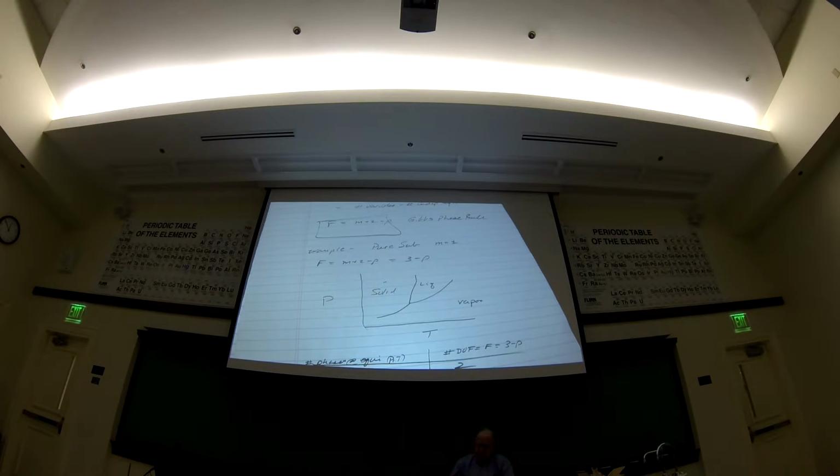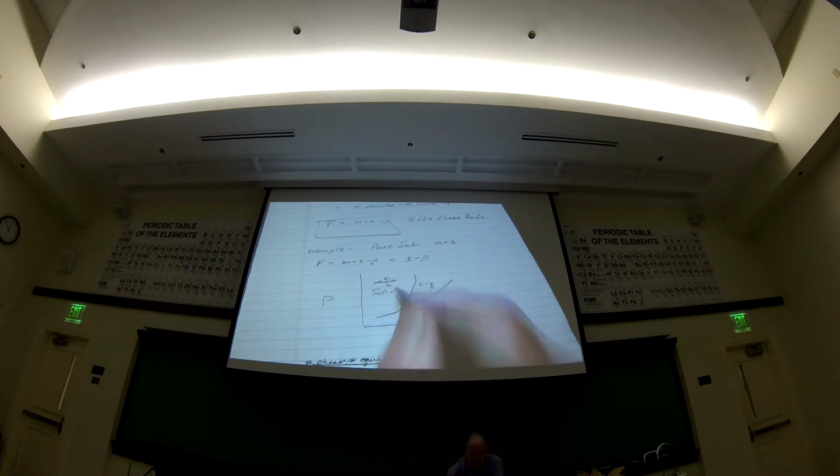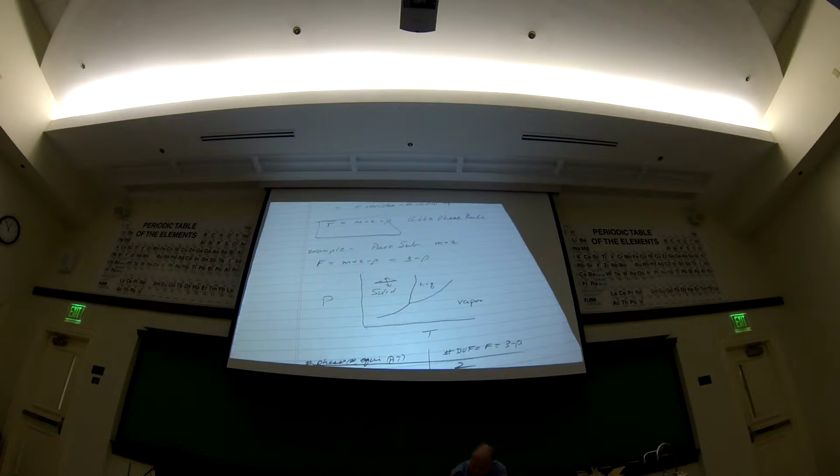Can we change the temperature and keep the pressure constant? Absolutely. We still have solid. Can we change the pressure and keep the temperature constant? Absolutely. We still have solid. 2 degrees of freedom. What if we have 2 phases in equilibrium? Now we're down to 1. Whoa! Can you change the temperature and keep the pressure constant and still have 2 phases?